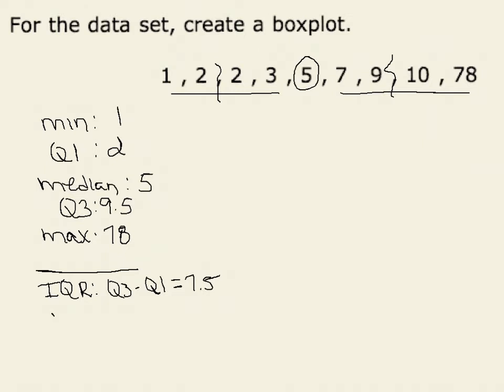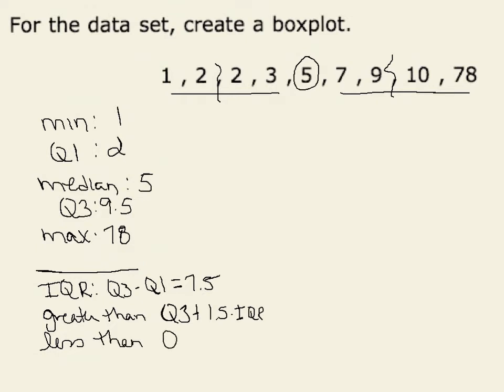For example, any value that's greater than the upper quartile plus 1.5 times the IQR would be considered an outlier. Anything less than the lower quartile minus 1.5 times the IQR would also be considered an outlier.